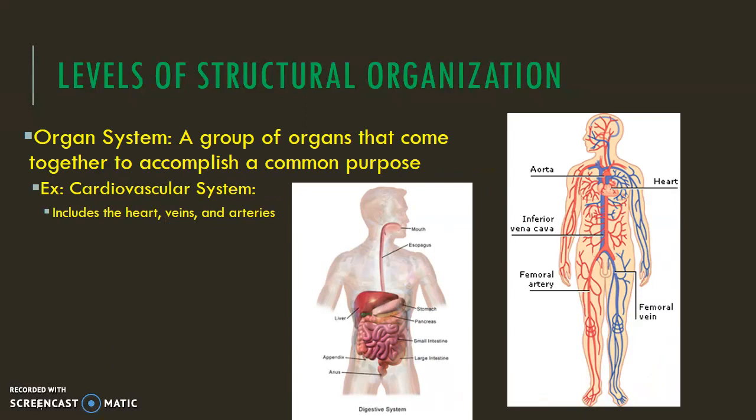Next, we have organ systems. This is when organs come together to accomplish a common purpose. I have 2 examples for you on this slide. First, we have the digestive system. The digestive system includes many organs like the esophagus, stomach, and intestines that come together to help you digest your food. On the right is a picture of your cardiovascular system. You have the heart, and arteries and veins and other types of transport vessels that allow blood to be pumped through your body to deliver oxygen and nutrients and take up carbon dioxide and waste.